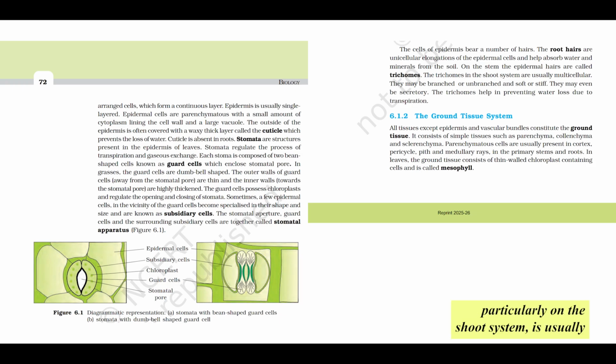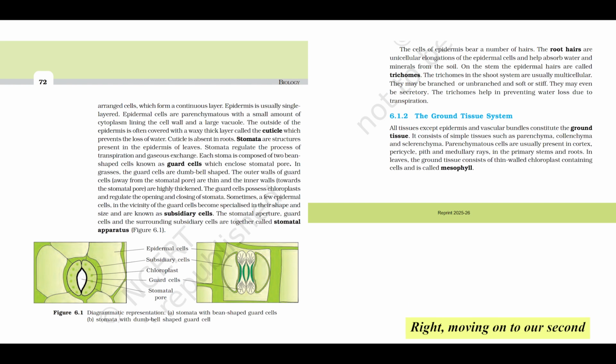Their main function, particularly on the shoot system, is usually to help prevent excessive water loss due to transpiration. How? Well, they create a kind of humid microclimate right around the stem or leaf surface. This reduces air movement and slows down evaporation. It's effectively like a tiny protective blanket against desiccation.